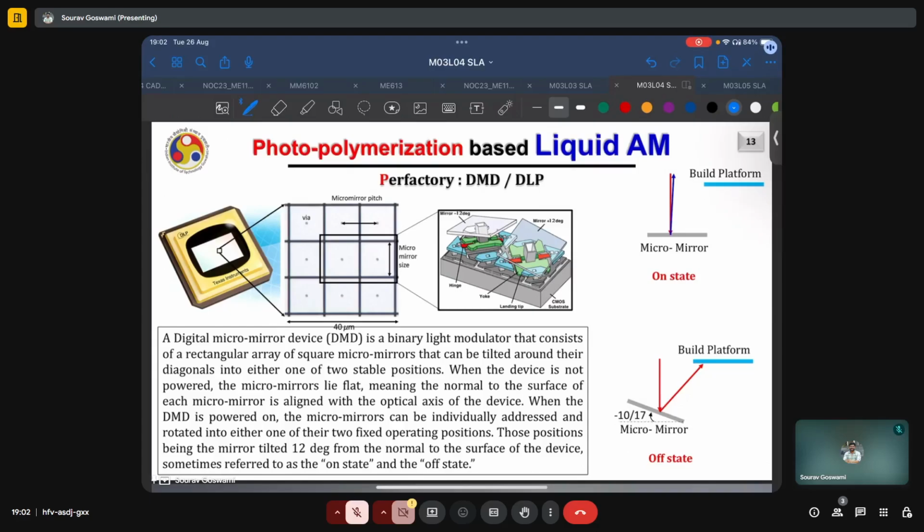They are called micromirrors because typically the dimensions of these mirrors will be in the micrometer range, and they will have two stable positions, the off state and the on state. When the device is not powered, the micromirrors will lie flat, and the normal to the surface of each mirror is aligned with the optical axis of the device. The one on the top here is actually the off state.